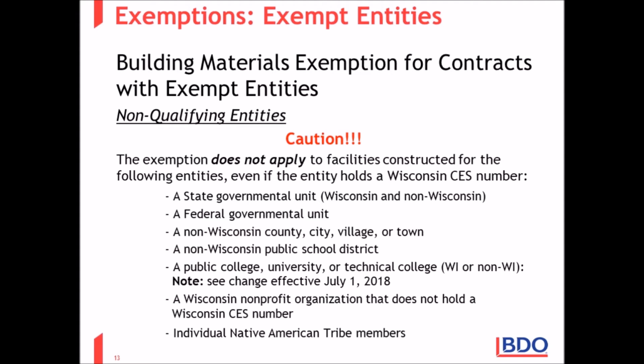The third and fourth points relate to counties and municipalities in other states. I don't think you'll run across that too often. I don't know why a city in another state would be doing a project in Wisconsin, but I suppose it could happen. The next point is that public colleges, universities, and technical colleges do not qualify. That's as of today. They will qualify, as we talked about, starting in July, but technically, as of today, they're not qualifying entities. And then, importantly, also not qualifying are Wisconsin nonprofits that are not 501c3s. So basically, entities that don't have a CES number are not qualifying.